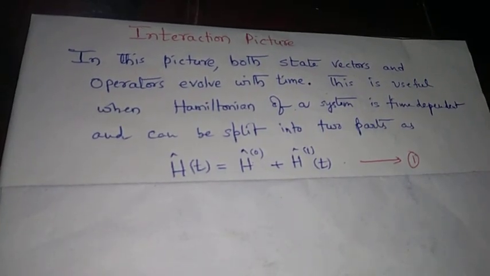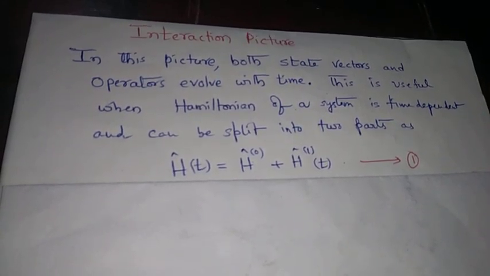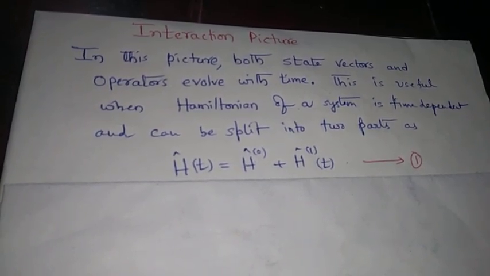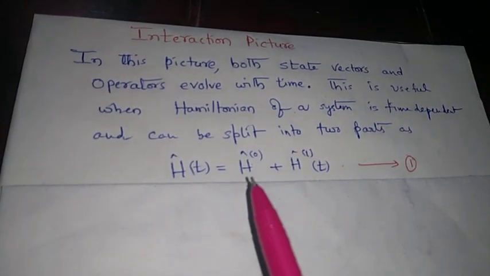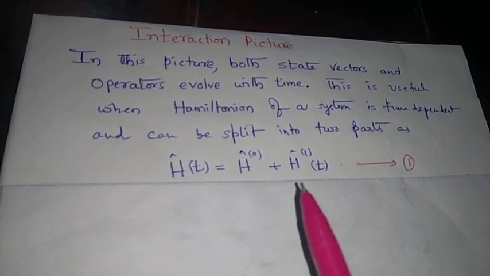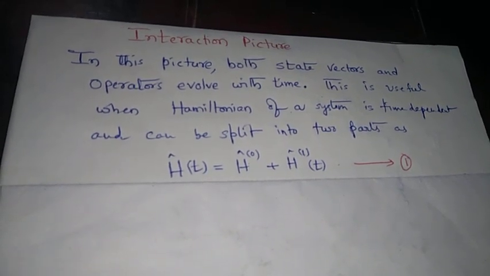In this picture, both the state vectors of a system and the physical operators are assumed to evolve with time. And this picture is useful for solving for the state function of a system whose Hamiltonian can be written as a summation of two terms, the first being the time independent H0 part, and the second being the time dependent H1 part, as we're calling equation number 1.